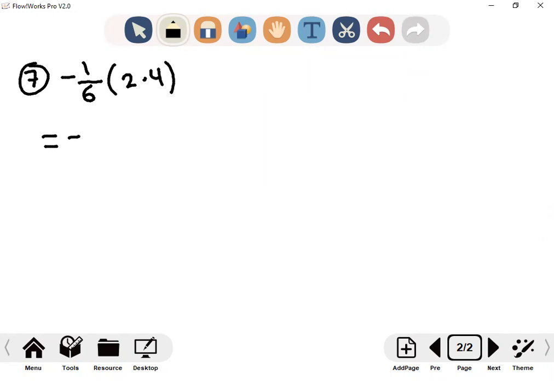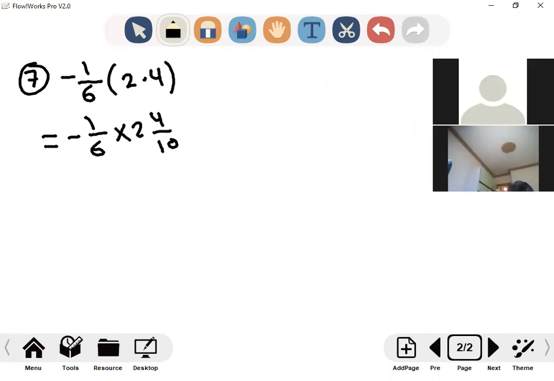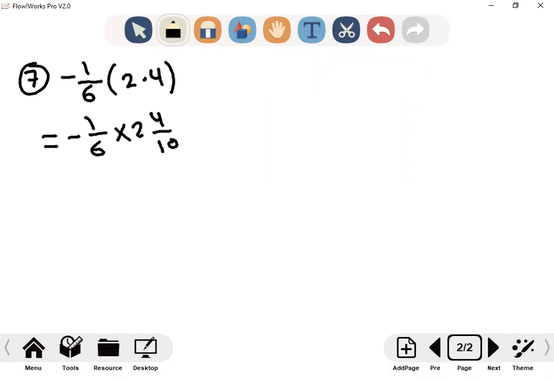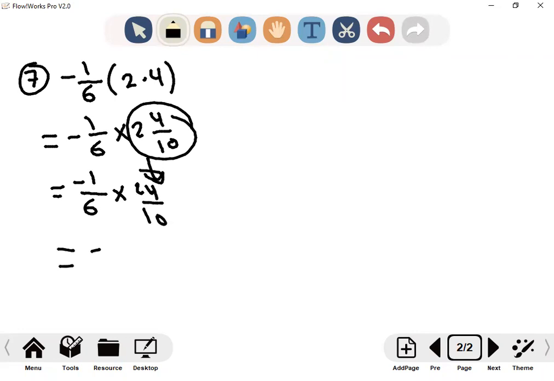Here is -1/6. This is 2 and 4 over 10. Close your camera. Equal -1/6 multiply. This we turn to a fraction. 10 by 2, 10, 20 plus 4, 24 over 10. Then multiply up, multiply down, and simplify.